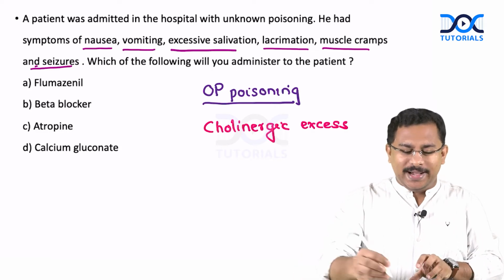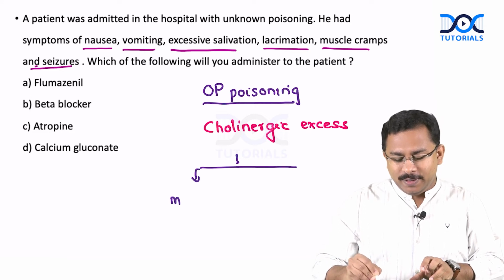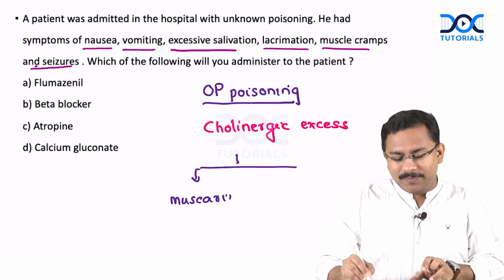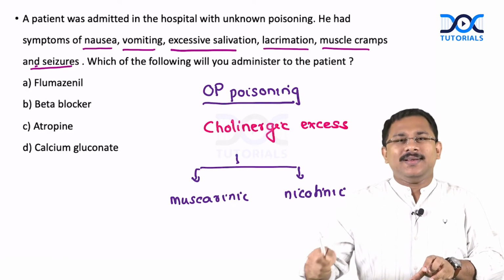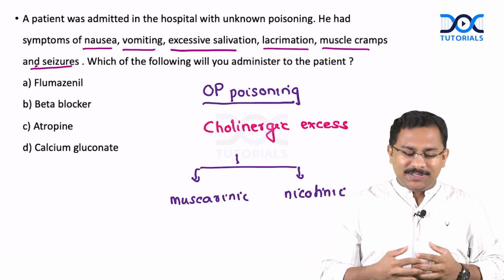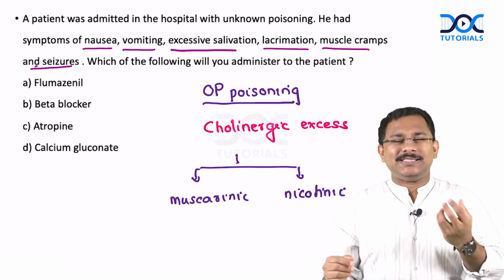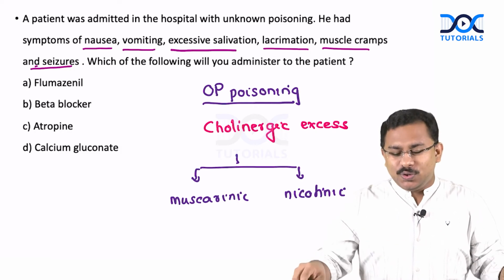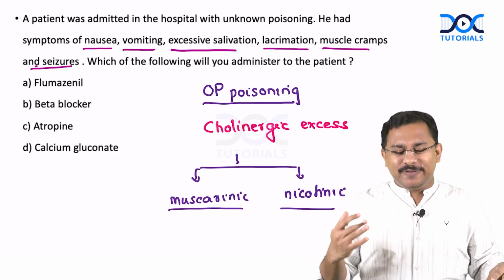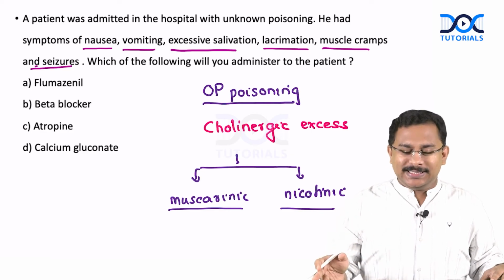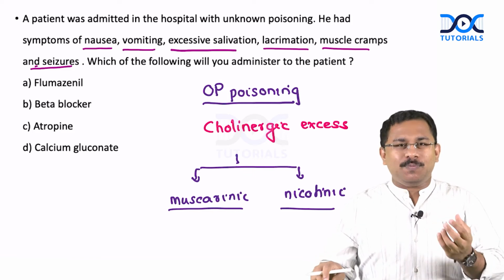Whereas you can also have nicotinic signs and symptoms. So cholinergic excess in the form of muscarinic signs and symptoms, and also nicotinic signs and symptoms. Okay. So with nicotinic signs and symptoms, you can have tachycardia, hypertension, weakness, muscle cramps, fasciculations. So those symptoms can also occur. So here the patient is presenting with features of cholinergic excess, and which is why most likely this is a case scenario of organophosphorus poisoning.